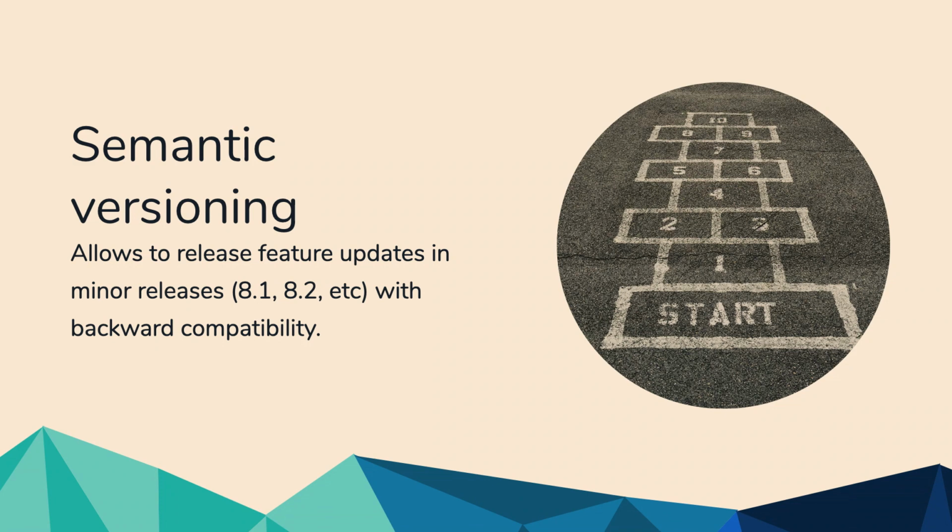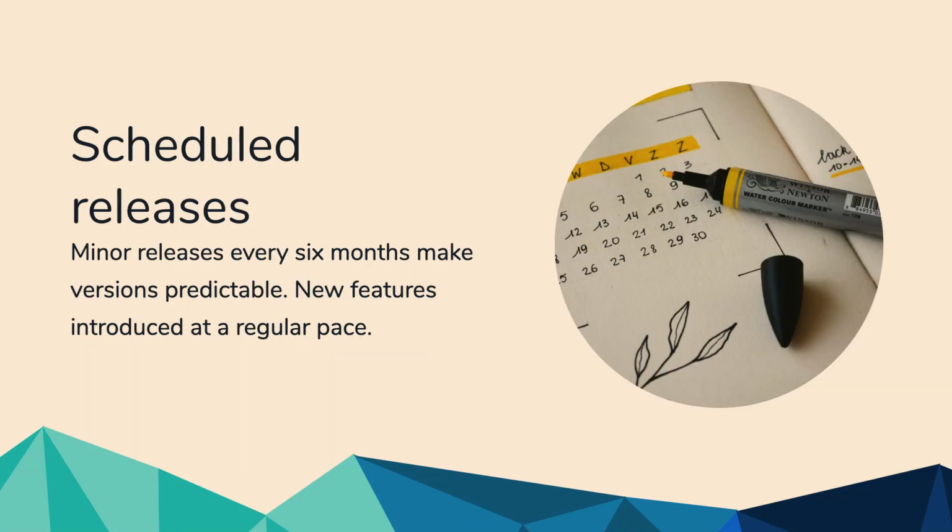The main opportunity for innovation here is that middle number, the second one, the minor release, in which new features can be introduced, but they're backward compatible within the major version. These minor releases are on a schedule. Every 6 months, a new minor version of Drupal is released.